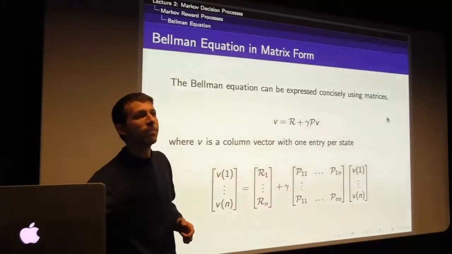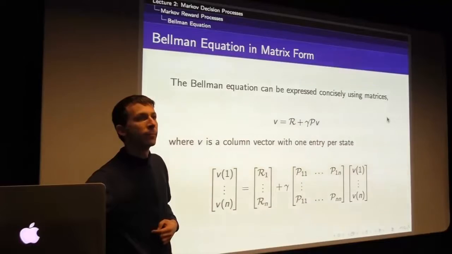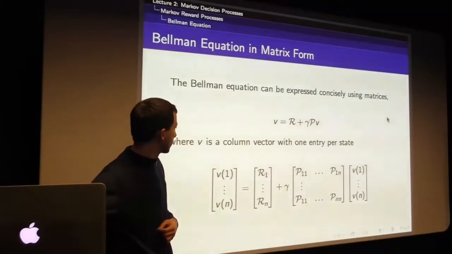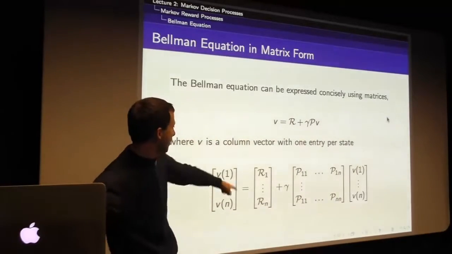Okay, yeah, question? Transition matrix, should that be Pn1? Yes, that should be Pn1, thank you, in the bottom left.